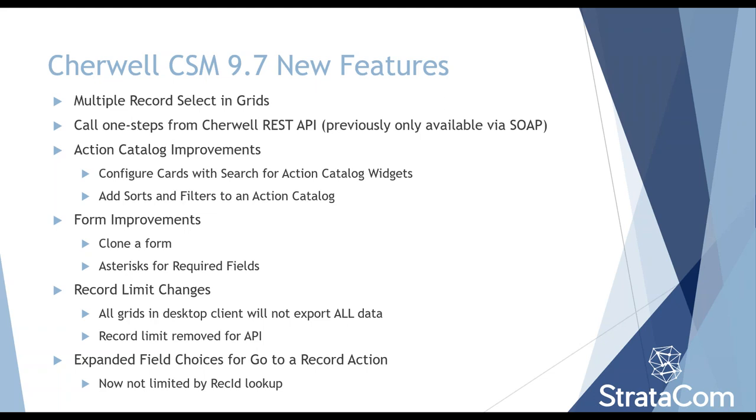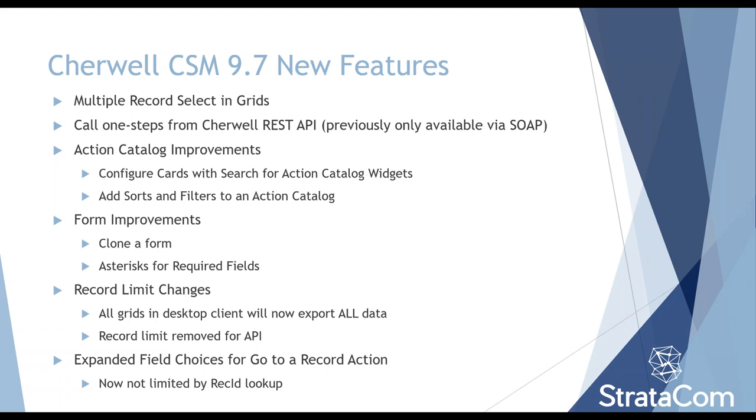Some action catalog improvements, so card configuration with search for action catalog widgets and sorts and filters in action catalog. We've got some form improvements. You can clone a form, asterisks for required fields, record limit changes. The grids in the desktop clients, but it should say now export all data. I'm going to change that now. They'll now export all data. Record limits removed for the REST API. It used to be like 100,000 records. And that has to do a lot with their BI integrations, the Microsoft Power BI.